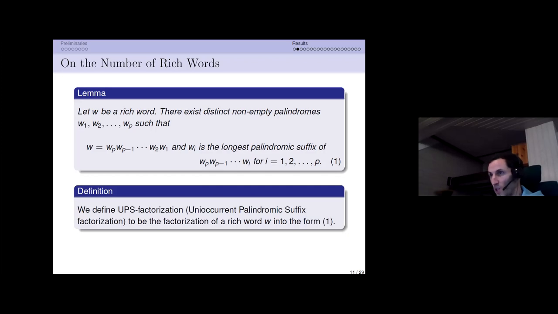Based on this special factorization of rich words, I defined the UPS factorization, and this is the factorization used in this lemma. I think it's not so essential for this presentation. In general, UPS factorization does not need to exist. Of course, in general, when I have some finite word, it is not clear that the word is a concatenation of distinct palindromes, and moreover, in the form which is stated in the lemma. So for rich words, it is clear the UPS factorization exists, but in general, it is not the case.